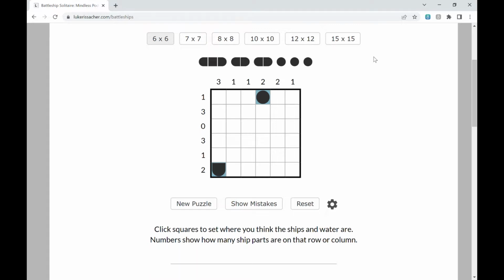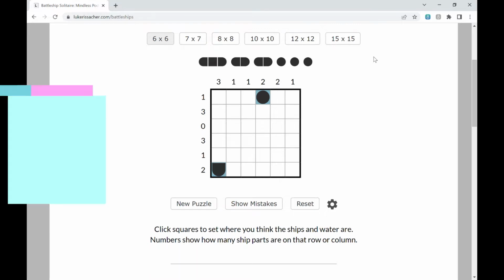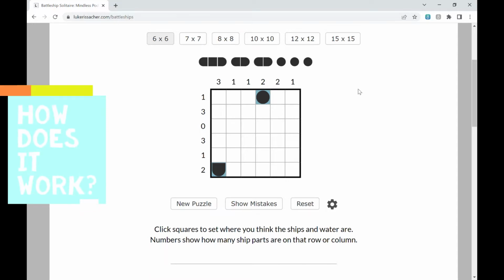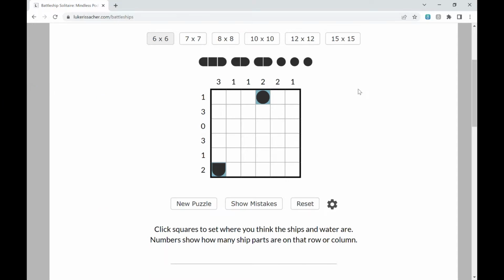So first of all, a quick explanation of the puzzle itself. As you can see, here we have a 6x6 grid. You can see here at the top a list of the ships that are hidden somewhere within this grid. Our job, therefore, is to find where these ships are and where the empty water is. It's kind of like a version of Minesweeper, essentially.